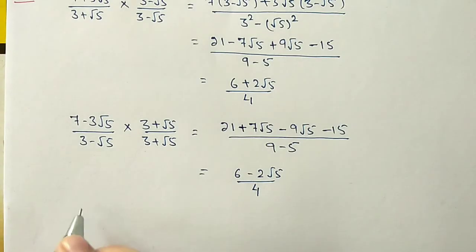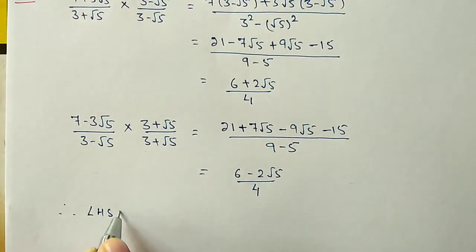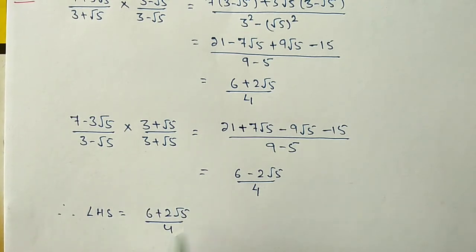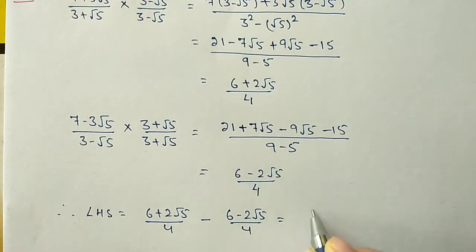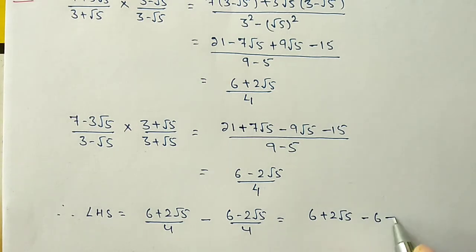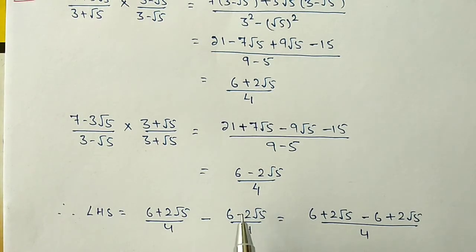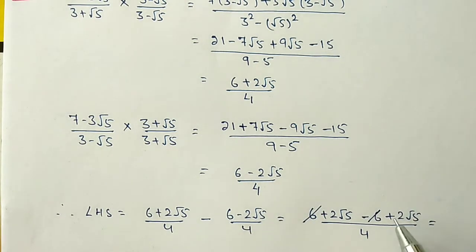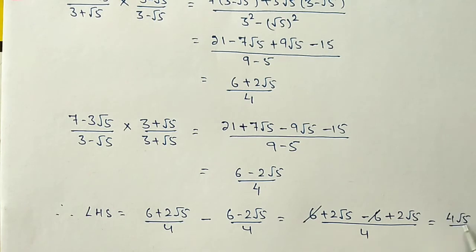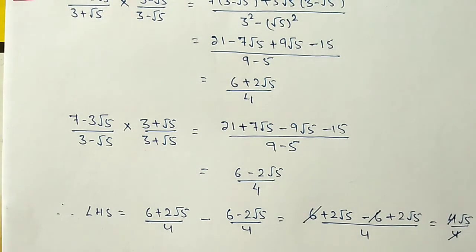So the left side will be 6 plus 2 root 5 divided by 4 minus (6 minus 2 root 5) divided by 4, which we can write as 6 plus 2 root 5 minus 6 plus 2 root 5, divided by 4. We can combine together because here minus is there, so this minus minus will become plus. So 6 we can cancel out. Here we will get 2 plus 2, 4 root 5 by 4, and this 4 also we can cancel out.